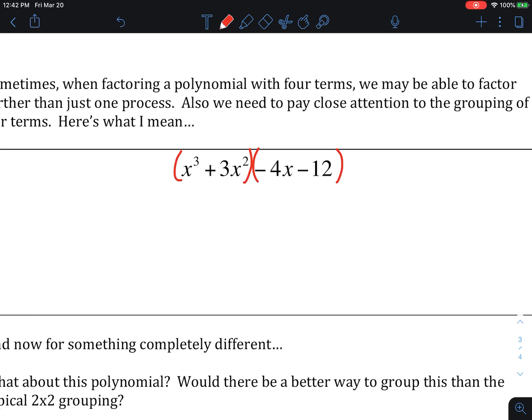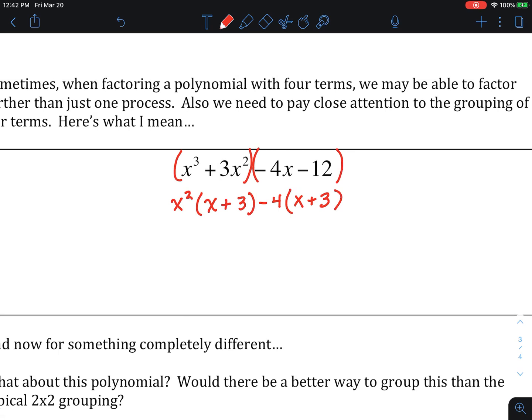Now look at what I did here. Notice that the minus sign before the 4x, I included in that second set, okay? And that's going to be important because I think it adds clarity to the way that we factor it. So remember, 2 by 2 grouping, we find the GCF of each group. And if I look at the first group, the GCF is x squared. And if I factor out x squared from the first group, I'm left with x plus 3. Now in the second grouping, the leading coefficient is negative. So I do want to factor out a negative, and the GCF is going to be, in this case, negative 4. And if I factor out a negative 4, I get x plus 3 as my leftovers.